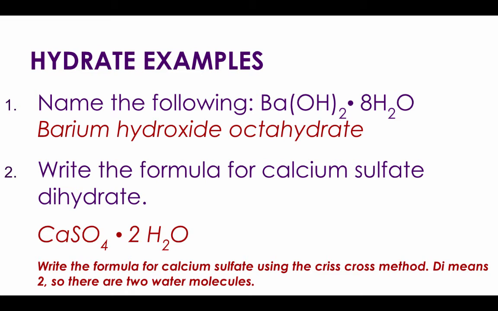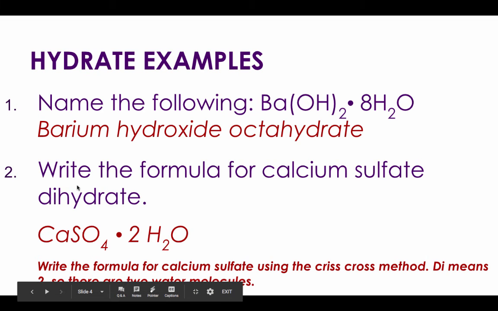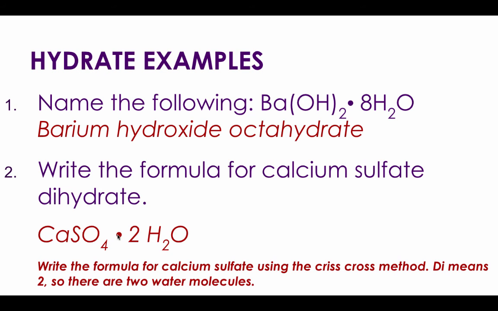Now we could also go the other way, and we could write the formula for a hydrate. So for example, it says calcium sulfate dihydrate. So calcium sulfate is an ionic compound. So this is where we have to write the symbol with the charge. So calcium is Ca 2+. Sulfate is a polyatomic ion, which is SO4 2-. So plus 2 and minus 2 will cancel out. We get CaSO4. Now this dihydrate tells us that we have 2 waters. So we put this dot and then 2H2O.